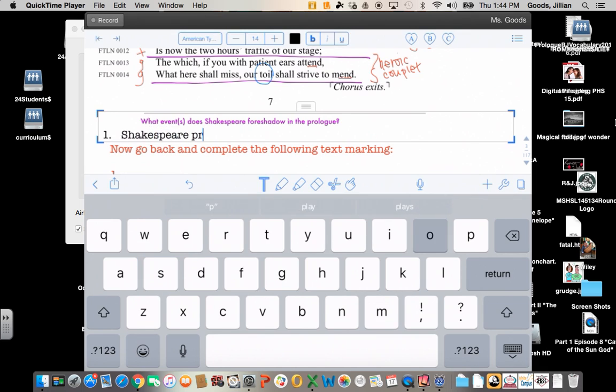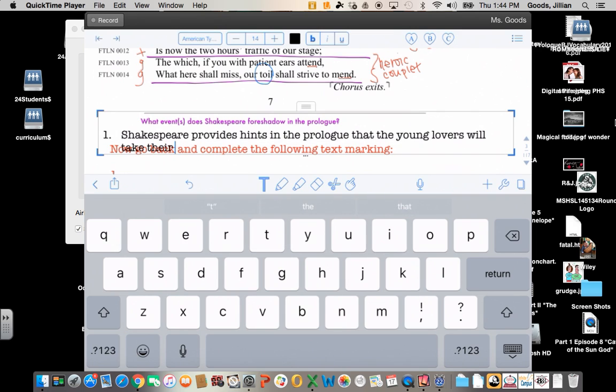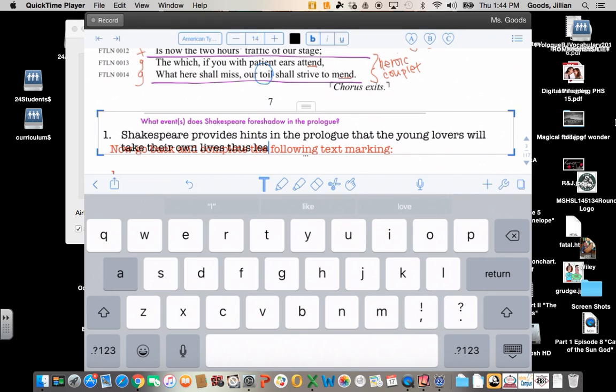Shakespeare provides hints in the prologue that the young lovers will take their own lives, thus leading to tragedy.